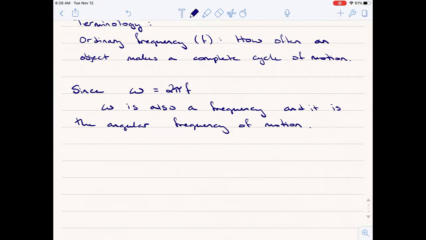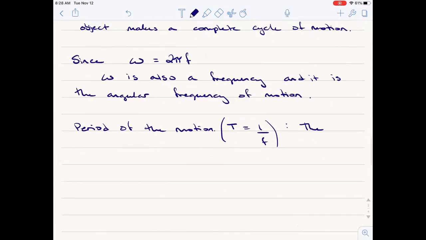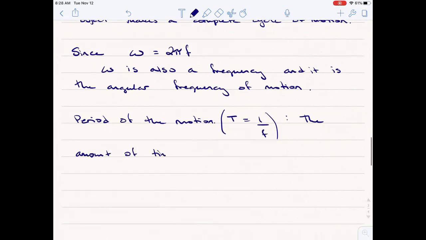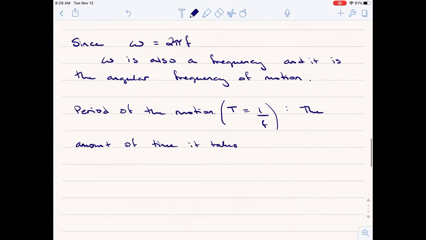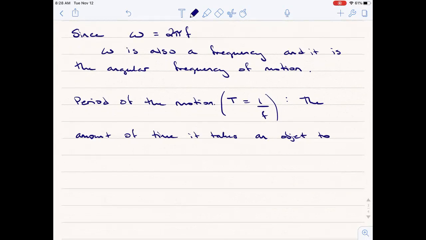This one will, though. The period of the motion, which is denoted by a capital T, which is actually just 1 over F, is the amount of time it takes an object to complete one cycle of motion. Right.